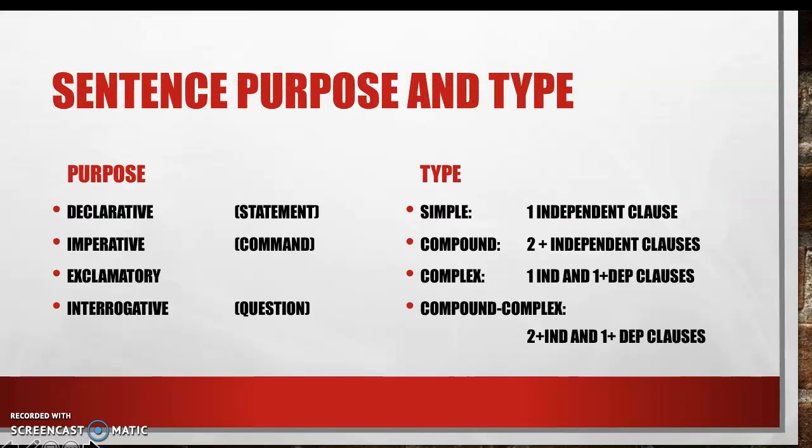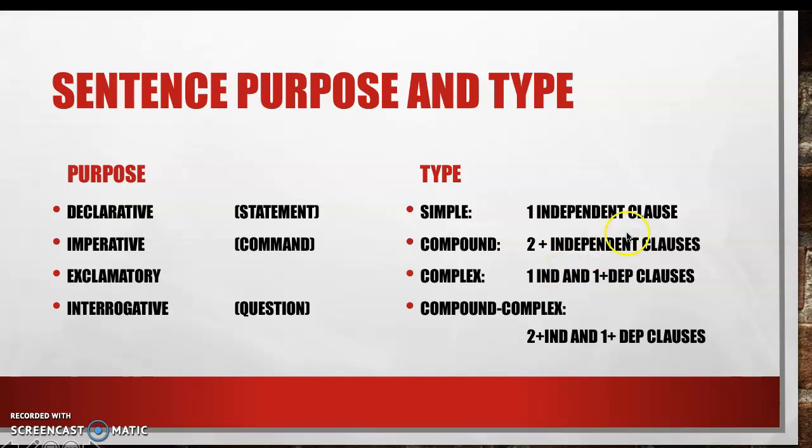All right, the next thing we do on Wednesday is a sentence purpose and a sentence type. Now, you've been learning about purposes your whole life. Maybe you haven't talked about it in a while, but a declarative sentence makes a statement. An imperative sentence is a command. An exclamatory sentence is an exclamation. And an interrogative sentence is a question. All right, so it's pretty easy to figure that part out.